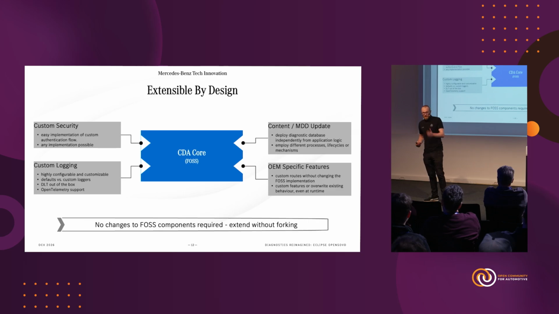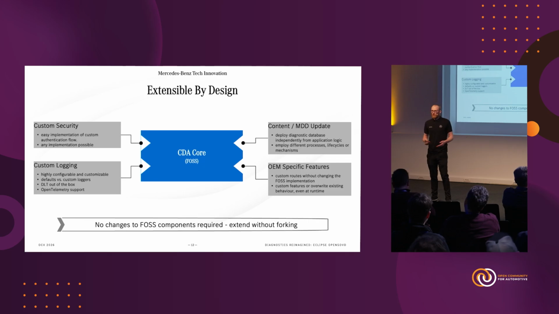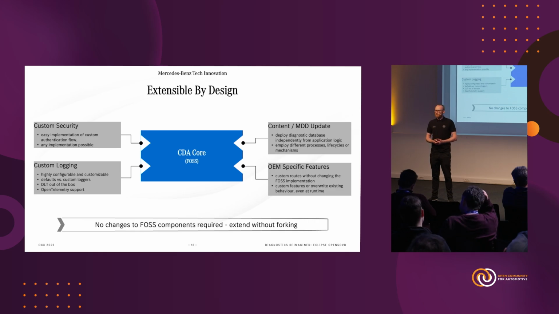So the OEM-specific features, what can they be used for? Let's imagine you have such a plugin that is using Google OAuth to authenticate your users against the CDA, and you have a configuration file that is mapping an email address to a role for a user, and you want to reload that configuration file at runtime. Then you add a custom route for OpenSOVD that reloads that configuration file on the fly, so you can change access control at runtime.